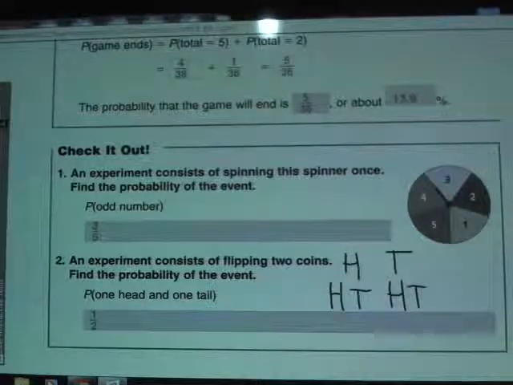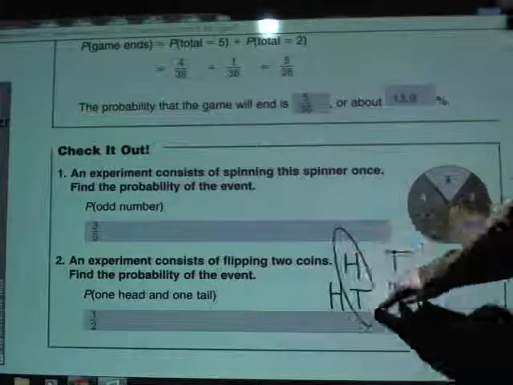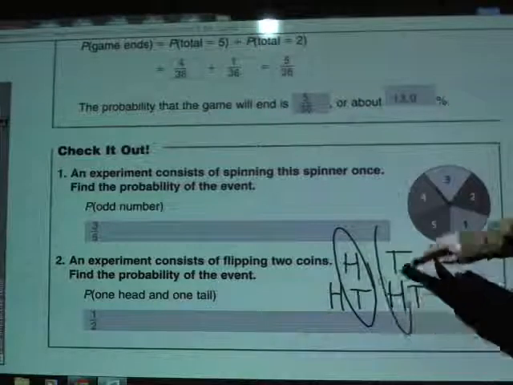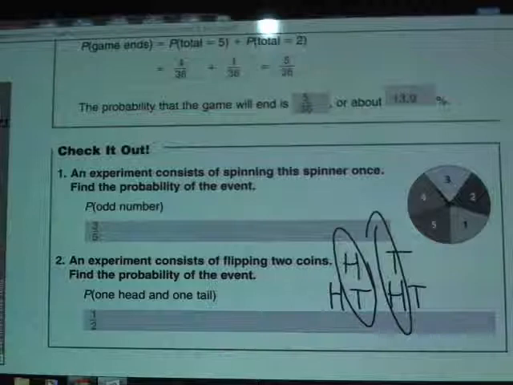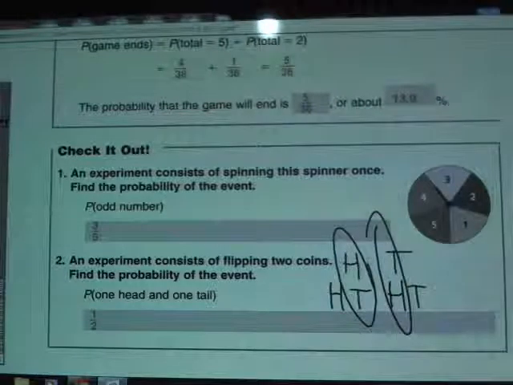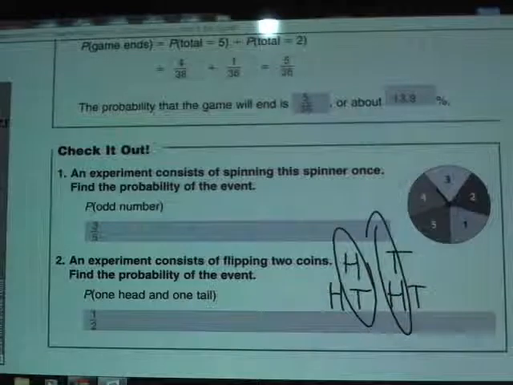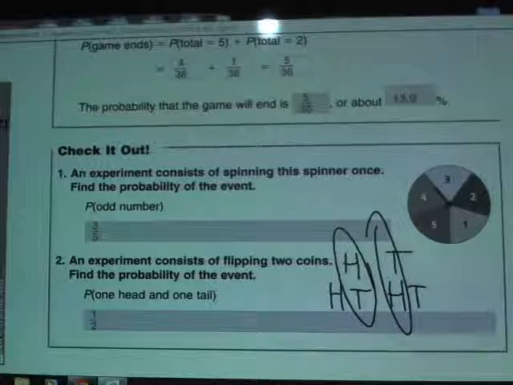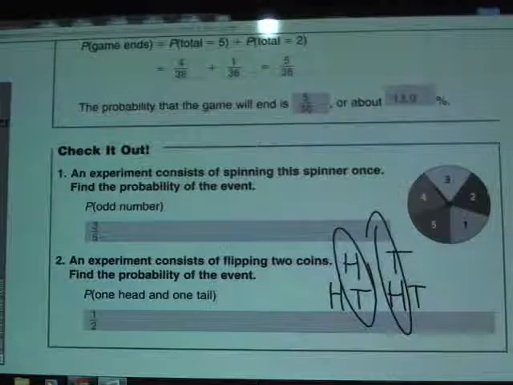They're asking me to find the probability of getting 1 head and 1 tail. Well, as you can see, here's a head and a tail. Here's a head and a tail. 2 ways to make it happen out of 4 total possibilities. 2 out of 4 is a reducible fraction. It reduces down to 1/2. So the probability of getting, theoretically, a head and a tail is 1 out of 2.